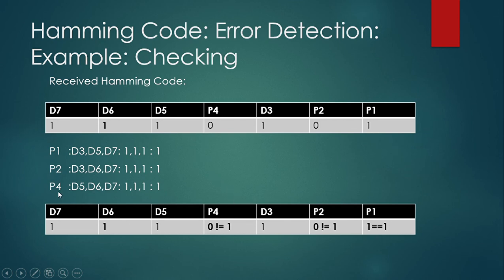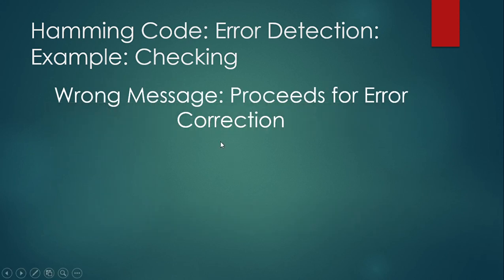And yeah, you see it over here: 0 not equal to 1, 0 not equal to 1 for the P2 and P4 comparison. And you may conclude that this is a wrong message and proceed to error correction. That's how you understand whether the sent code is the same as the received code. The correction is done in the further processes, but unfortunately, I'm not doing it.